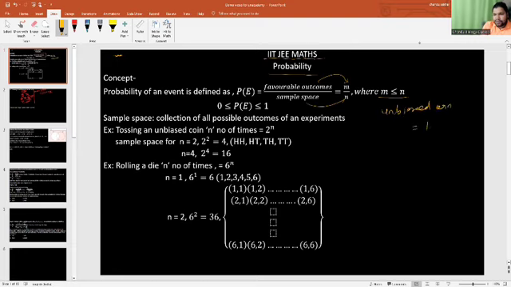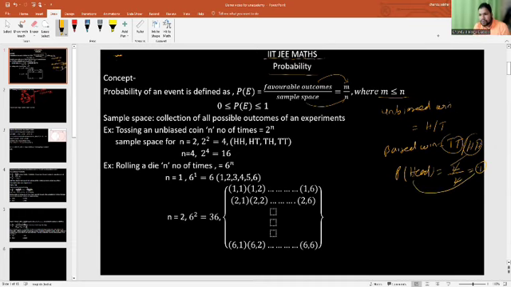Unbiased coin means there will be one side head and one side tail. But a biased coin means it will be both sides head or both sides tail. So if I ask, for a biased coin, what is the probability of getting a head? The sample space is 2 and the favorable outcomes will also be 2, because both sides are head. So 2 by 2 is equal to 1. So the probability of an event could be equal to 1 also.